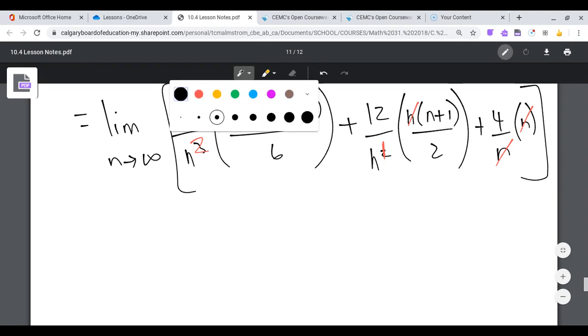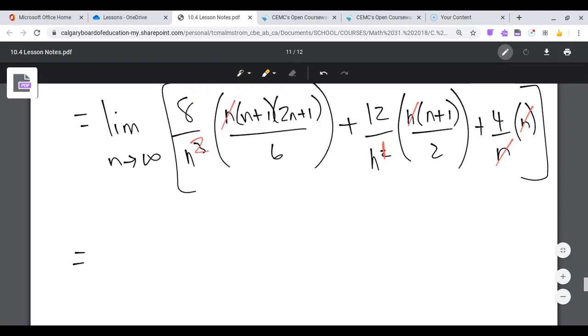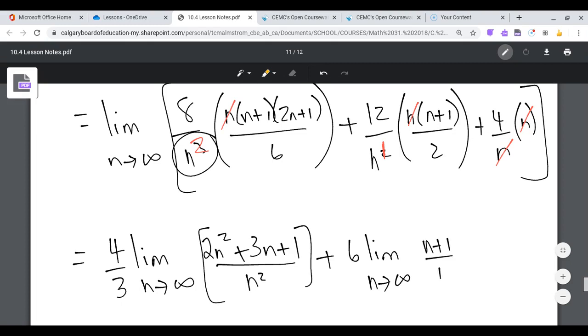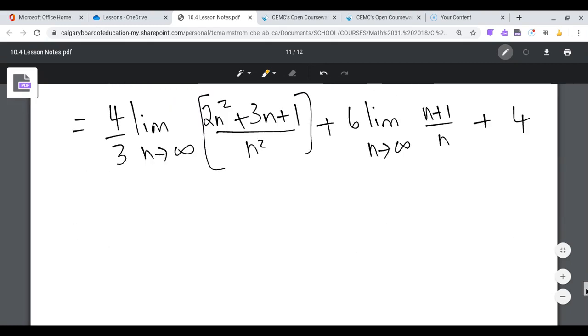So as I start to write this out, the first one, 8 on 6, is 4/3. The limit as n goes to infinity of, I'm going to FOIL the top, n plus 1 times 2n plus 1 is 2n squared plus 3n plus 1, all on n squared. That's this guy. And then I'm going to do that for the next one. 12 divided by 2 is 6. I'm going to put that constant in front of this limit. And on the top, I have n plus 1 on n plus 4. And now I'm ready to evaluate my limits.